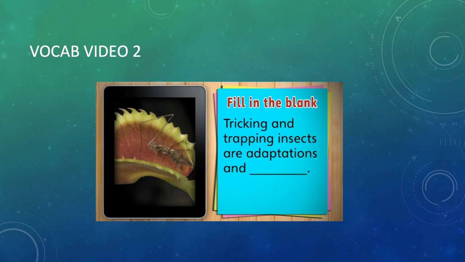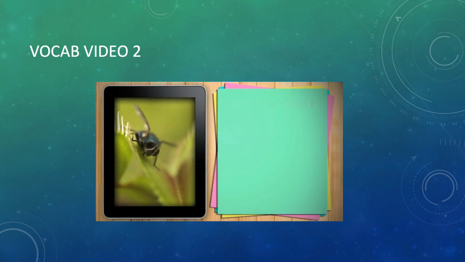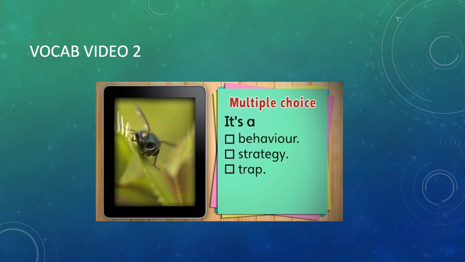Tricking and trapping insects are adaptations and behaviours. What would you say to this insect? Look out! It's a behaviour, a strategy, or a trap. Look out! It's a trap!